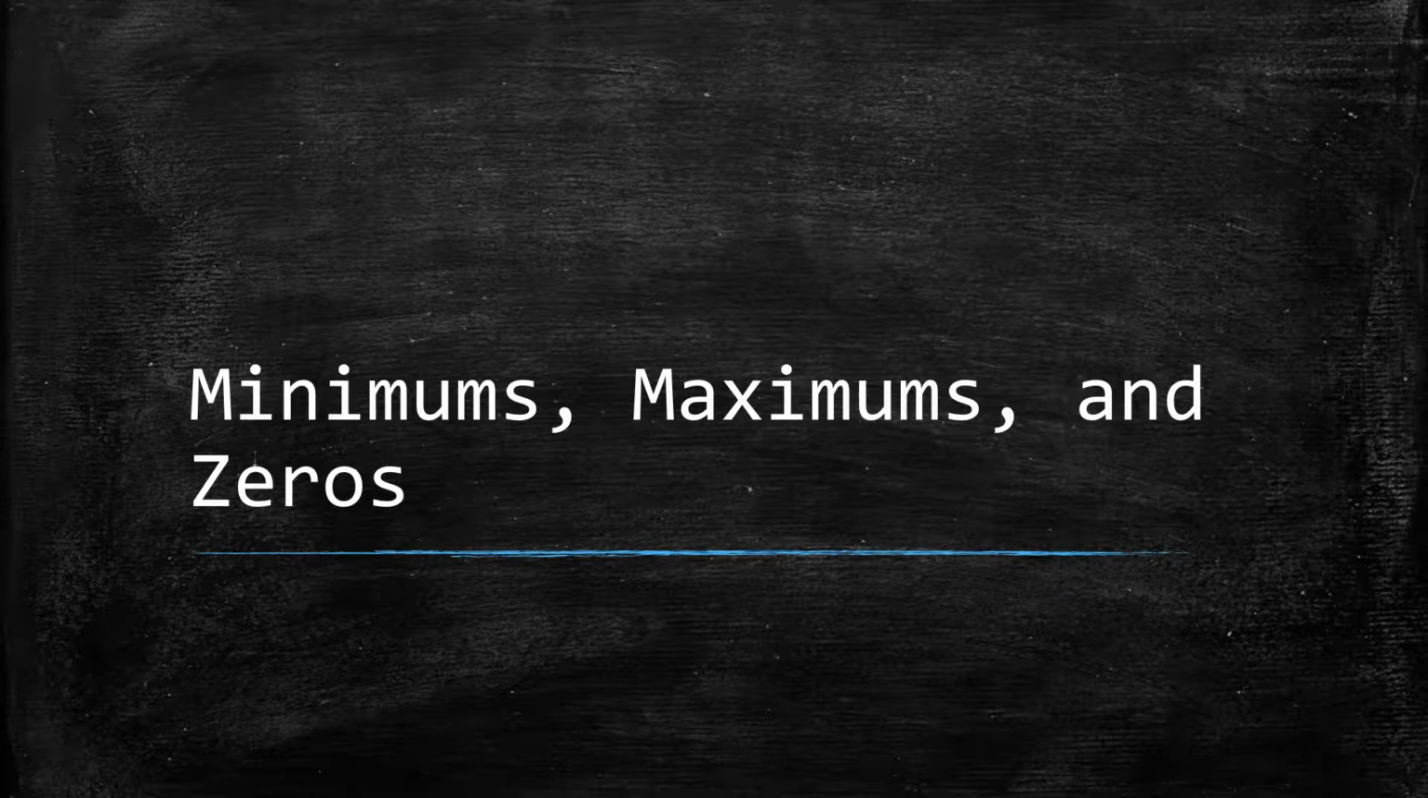Today we're going to go over minimums, maximums, and zeros of polynomial functions. We're just going to be identifying them and approximating the points at which they occur. We won't be solving. That's for a later section.